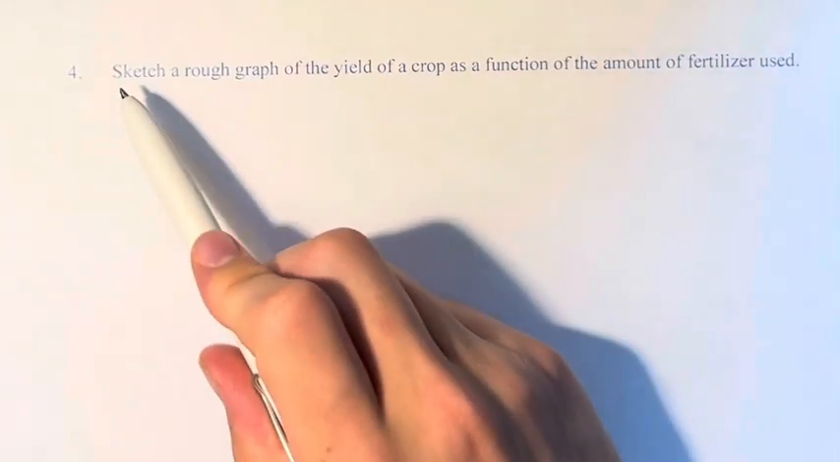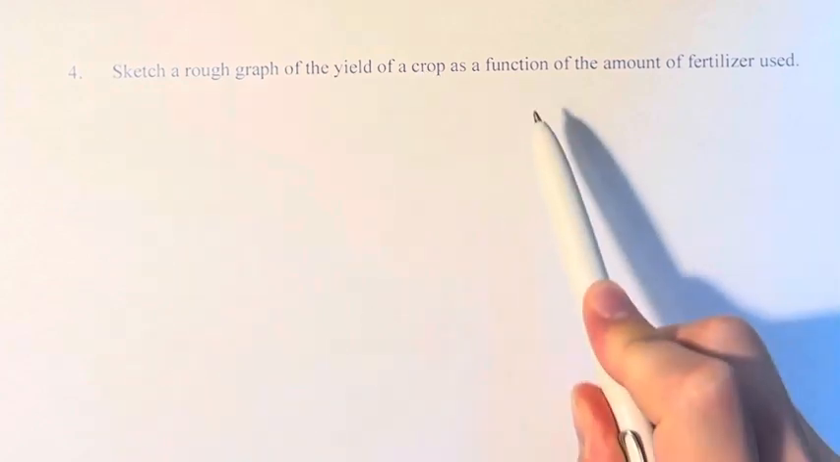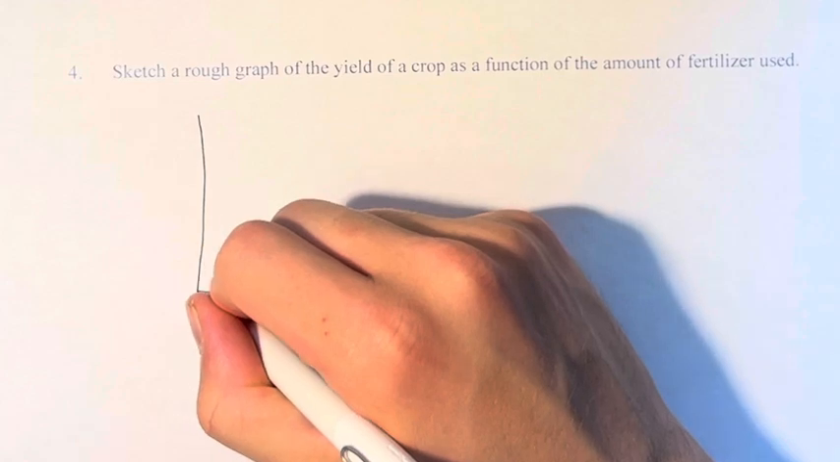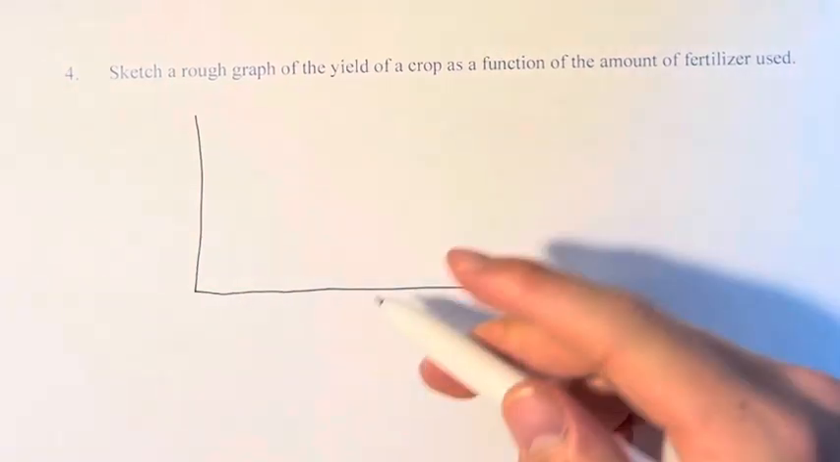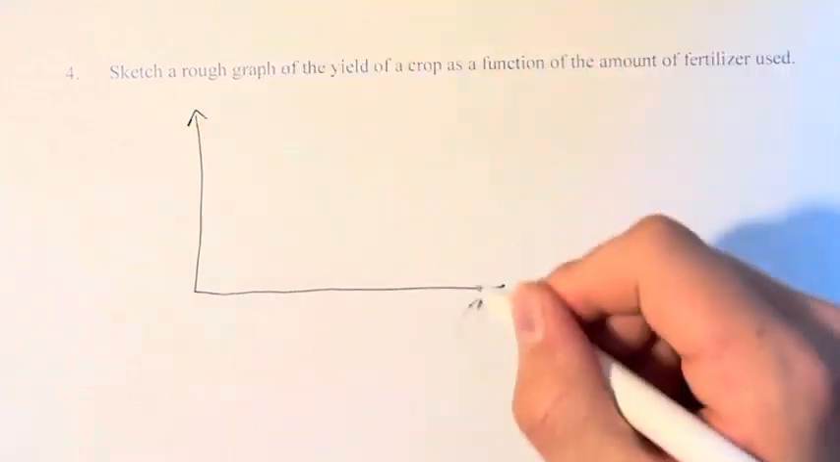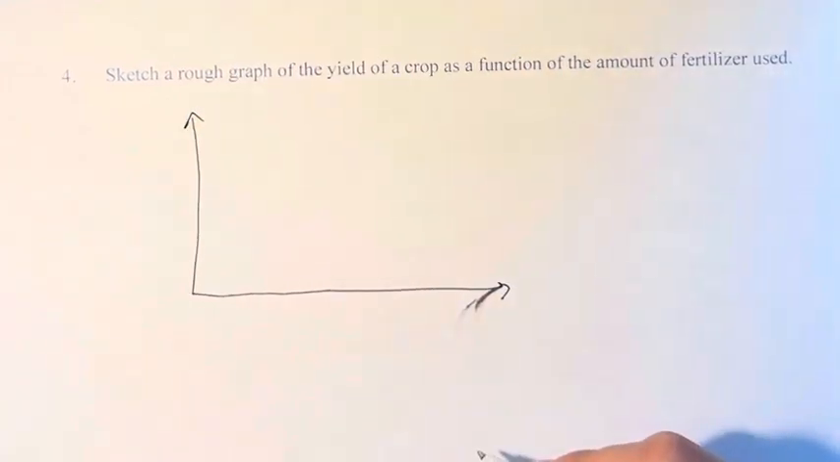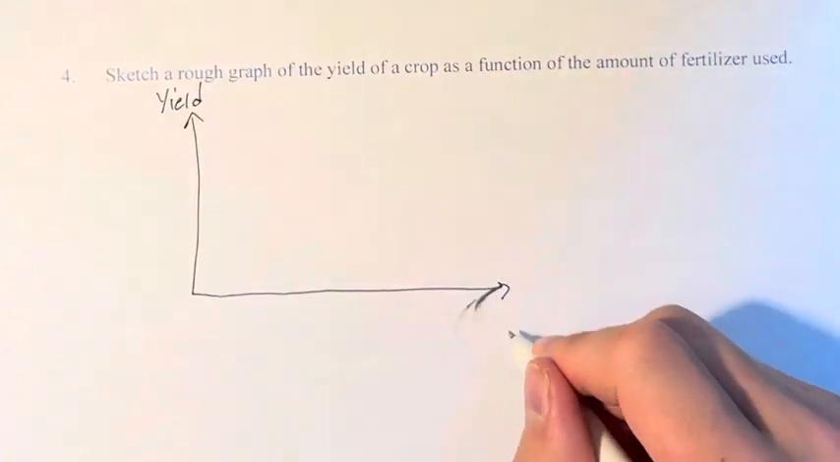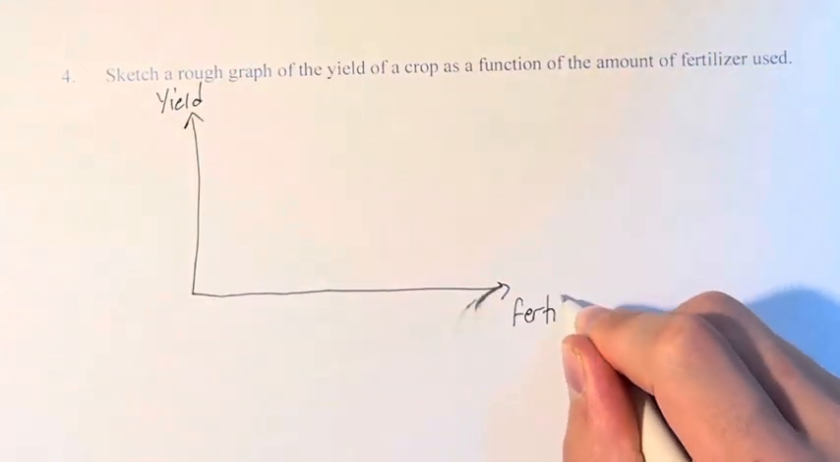In this problem, we're asked to sketch a rough graph of the yield of a crop as a function of the amount of fertilizer used. So we have a graph here, staying in the first quadrant because these are all positive values because it's a real-life phenomenon. We are plotting the yield over fertilizer.